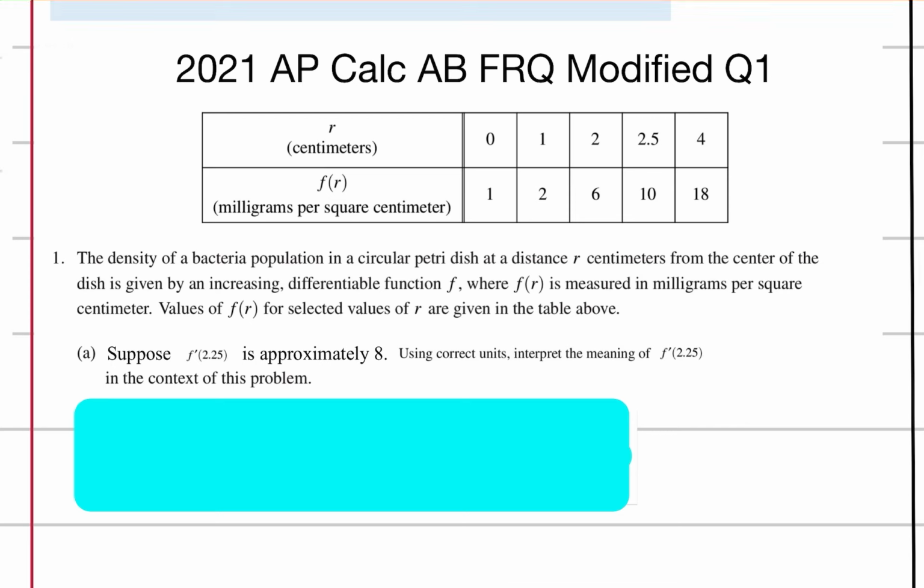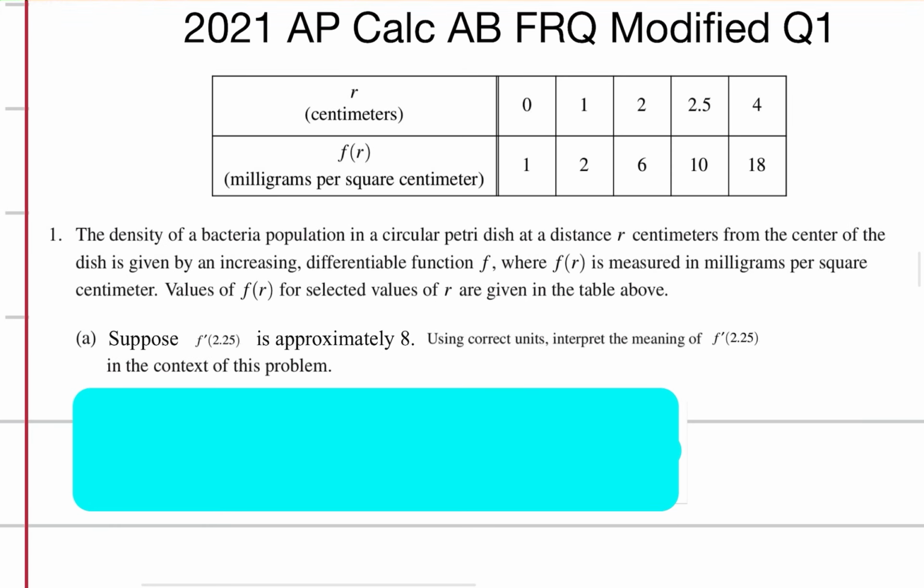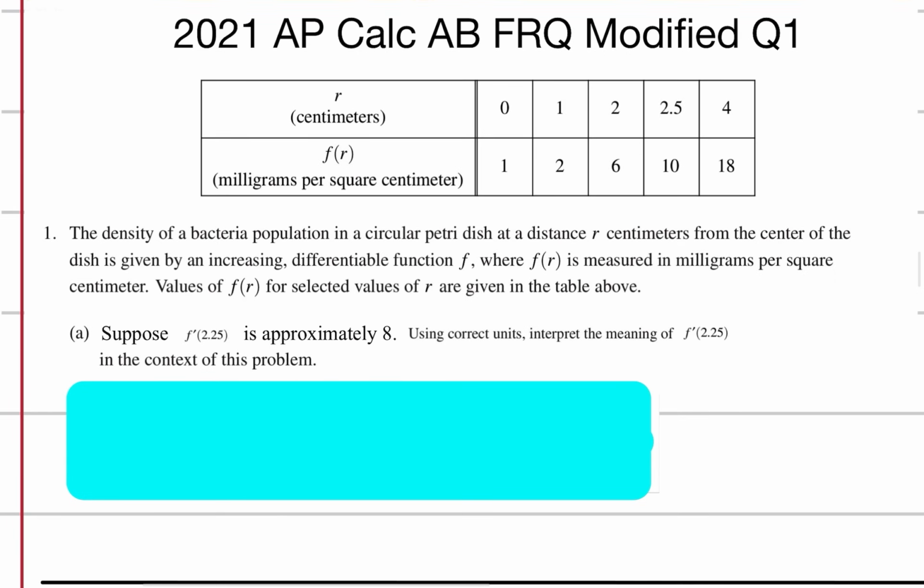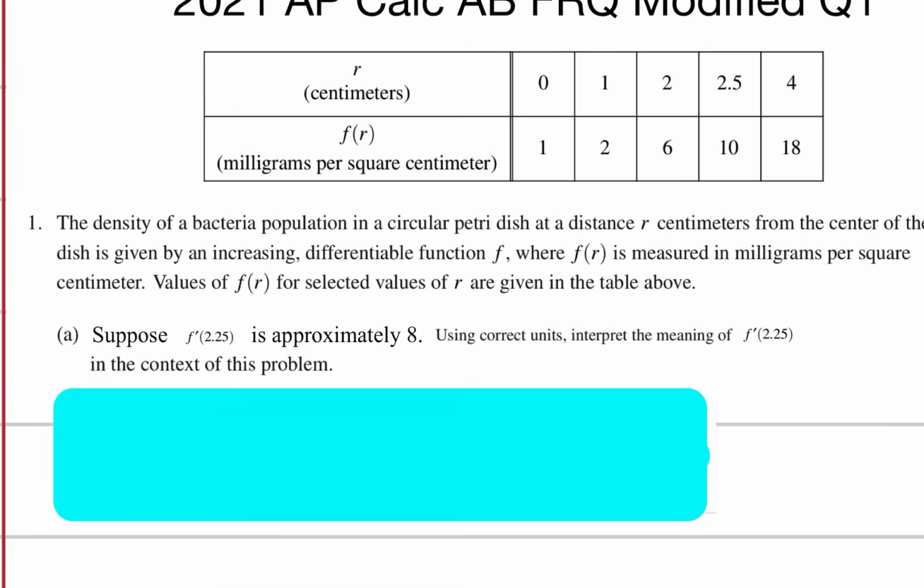This is from the 2021 AP Calculus AB FRQ, modified. It gives you this table and says the density of a bacteria population in a circular Petri dish at a distance r centimeters from the center of the dish is given by an increasing differentiable function f. f of r is in milligrams per square centimeter, and r is in centimeters. Question A: suppose f prime of 2.25 is approximately 8. Normally, they'll ask you to approximate it, but let's just say we know it's approximately 8. Using correct units, interpret the meaning of f prime of 2.25.